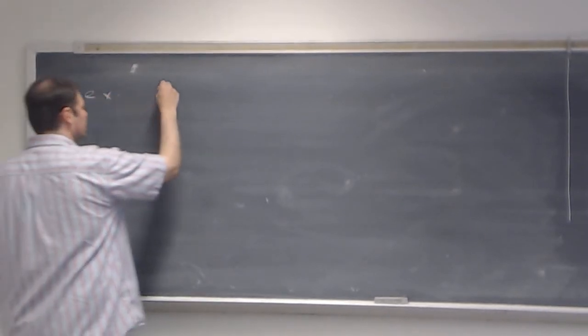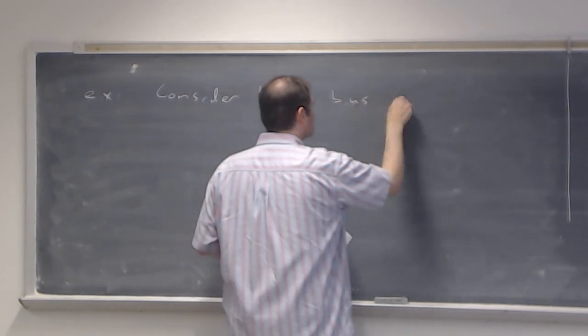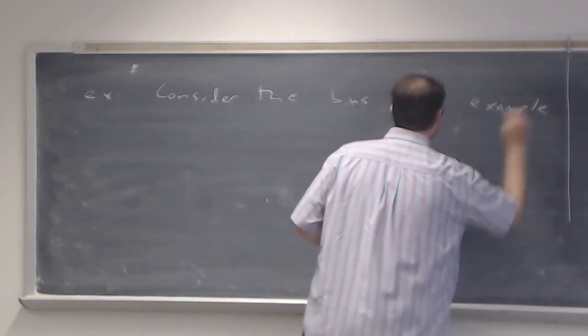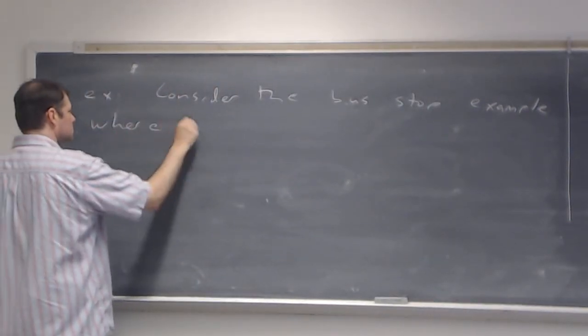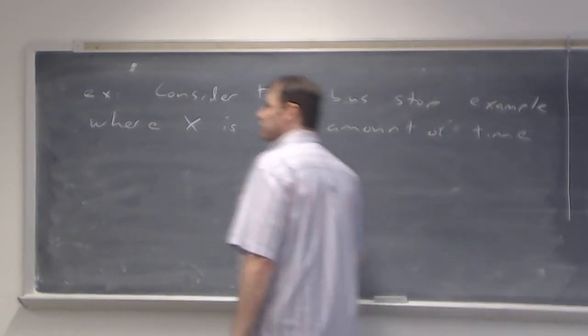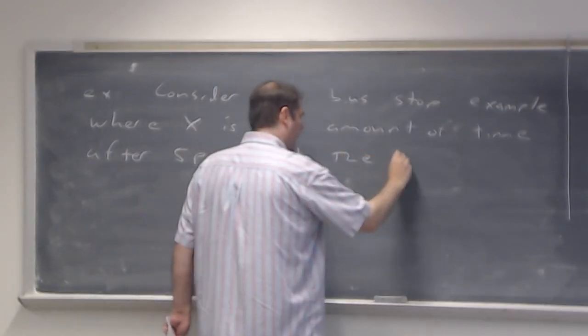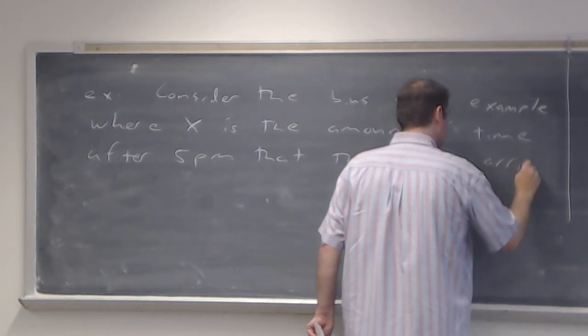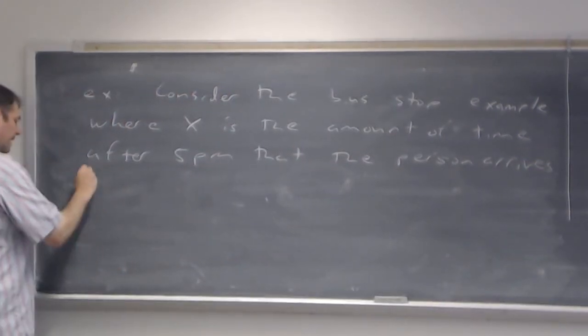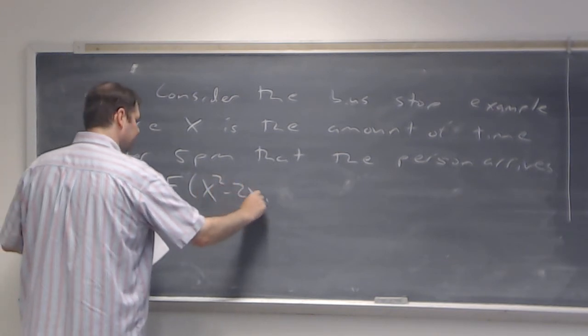Well, let's look at an example. Let's consider that bus stop example, where x is the amount of time after 5 p.m. that the person arrives at the bus stop. Okay. Fine. So here I'm going to find the expected value of x squared minus 2x plus 1.